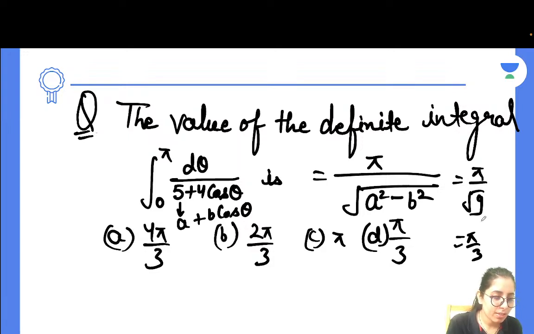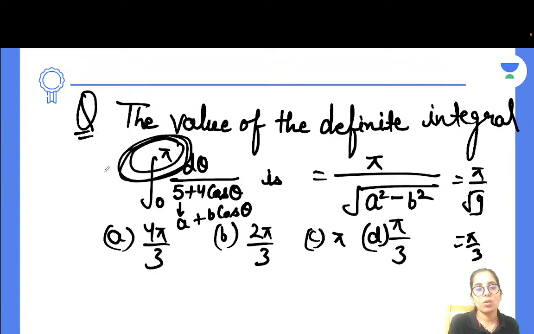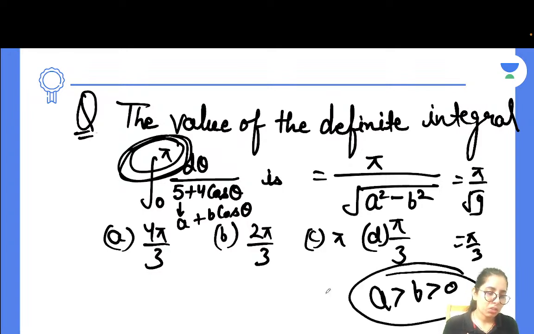Guys, have a look at this. I think you are taking 2 pi in the numerator, but you take the 2 pi only when 0 to 2 pi is taken as a limit. But if 0 to pi limit is given to you, you just take pi over square root a square minus b square. And when you read this trick or the formula in the books, you will find A must be greater than B and both must be greater than 0. That's the condition they mention generally, which means we can use this formula whenever this condition gets satisfied.